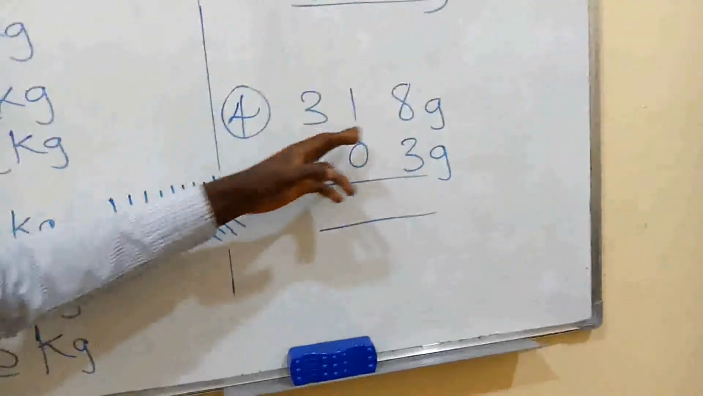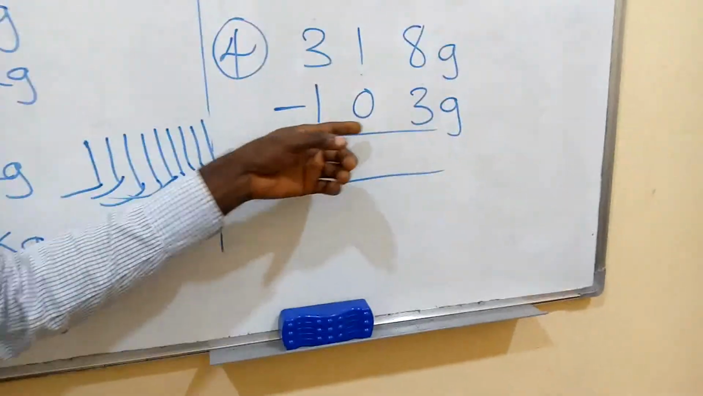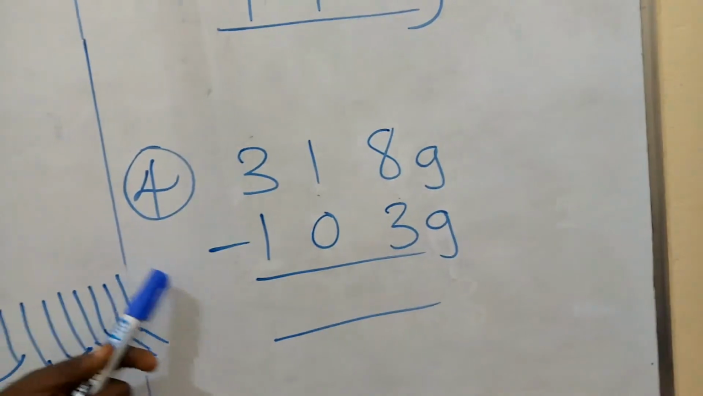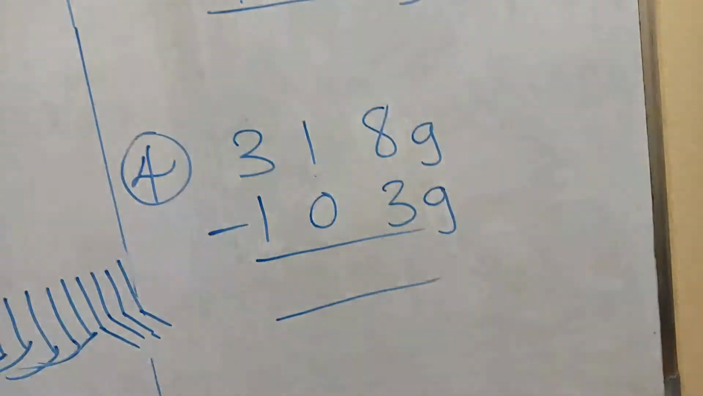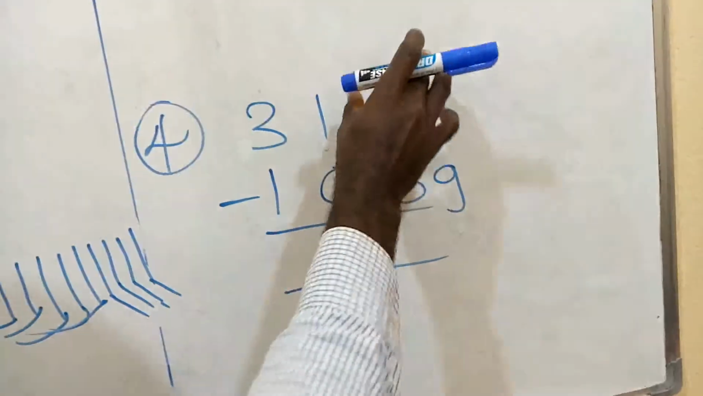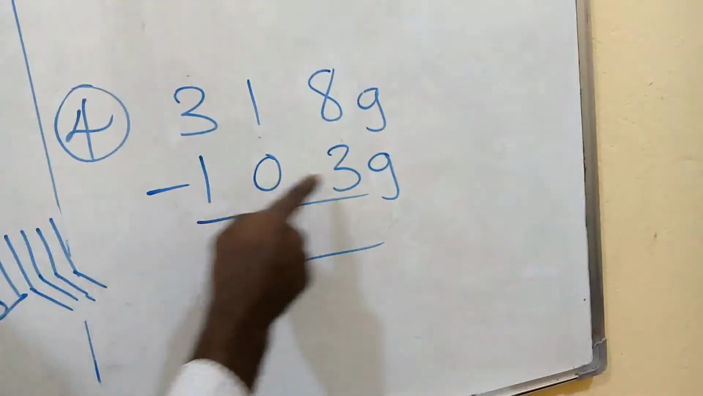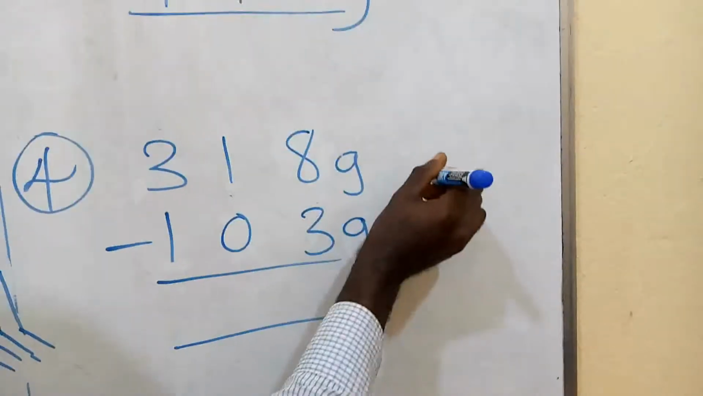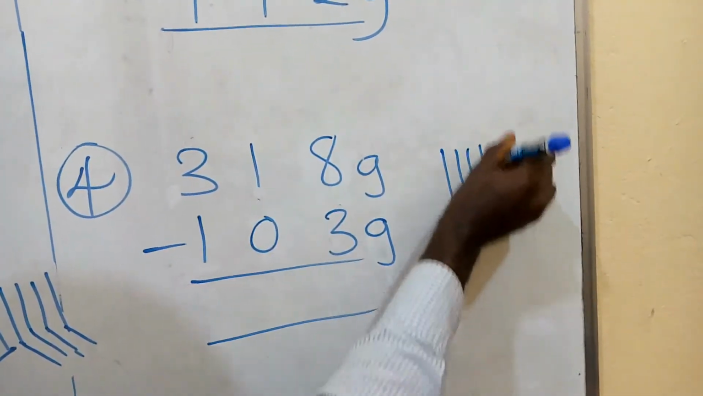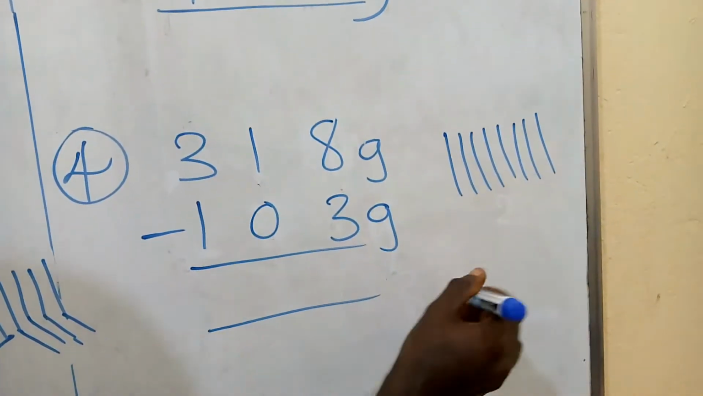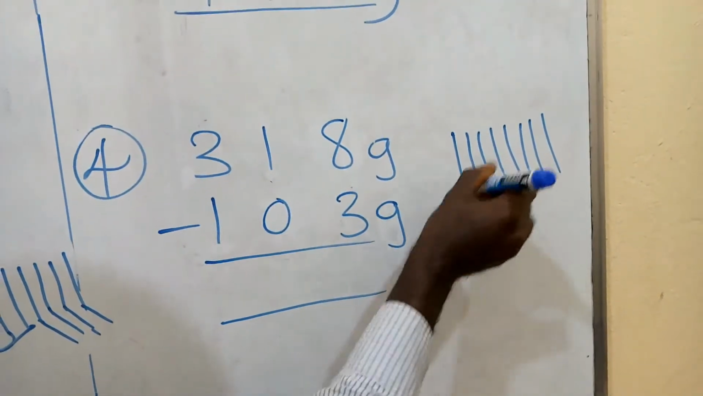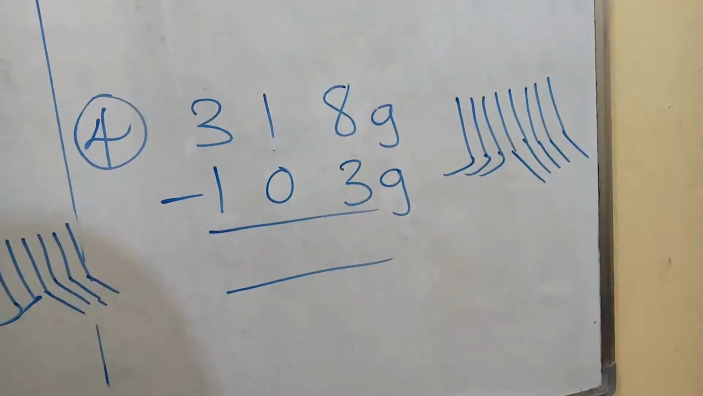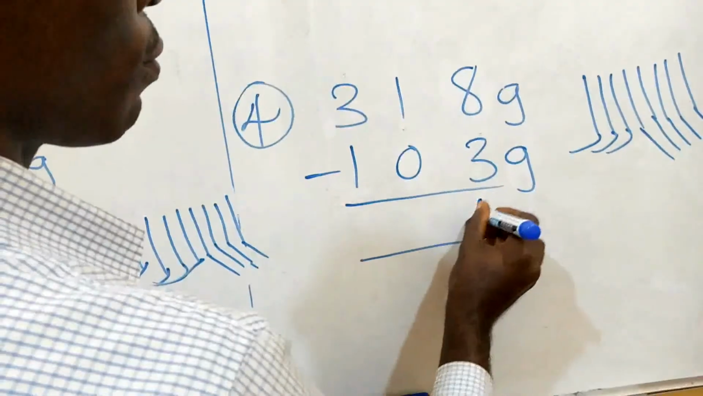Example 4, we have 318 grams minus 103 grams. Starting from our unit column, we have the 8 minus 3. We are going to count 8 and take away 3. 1, 2, 3, 4, 5, 6, 7, 8. Minus 3. 1, 2, 3. And then we count the remaining ones. We have 1, 2, 3, 4, 5. 8 minus 3 is what? 5.